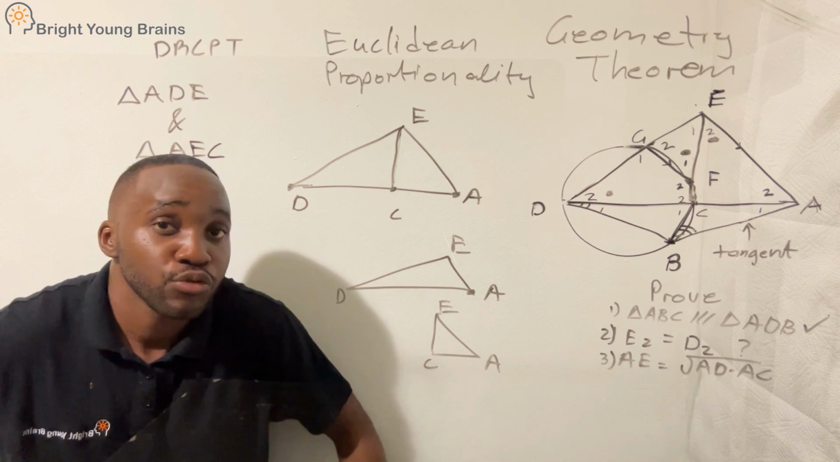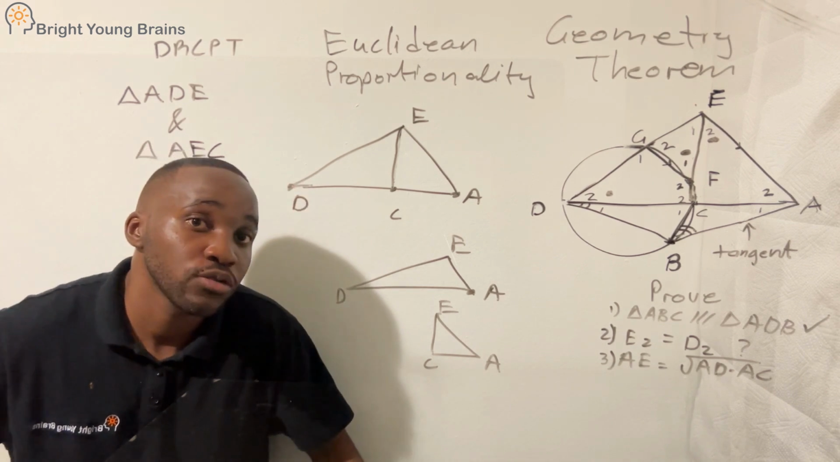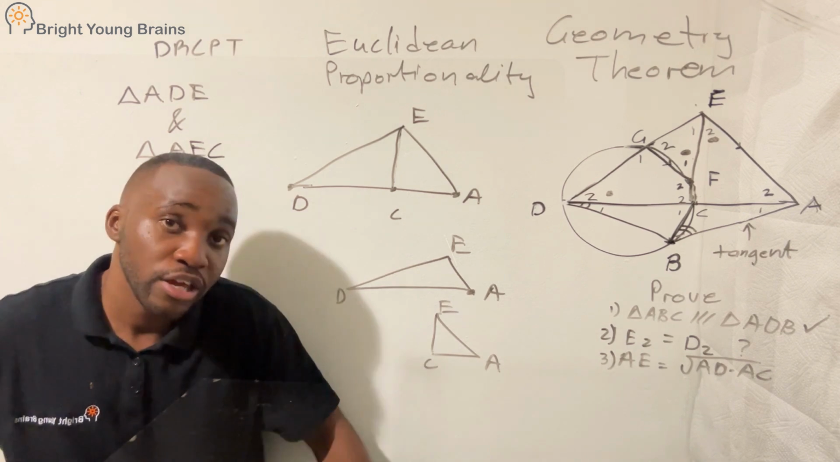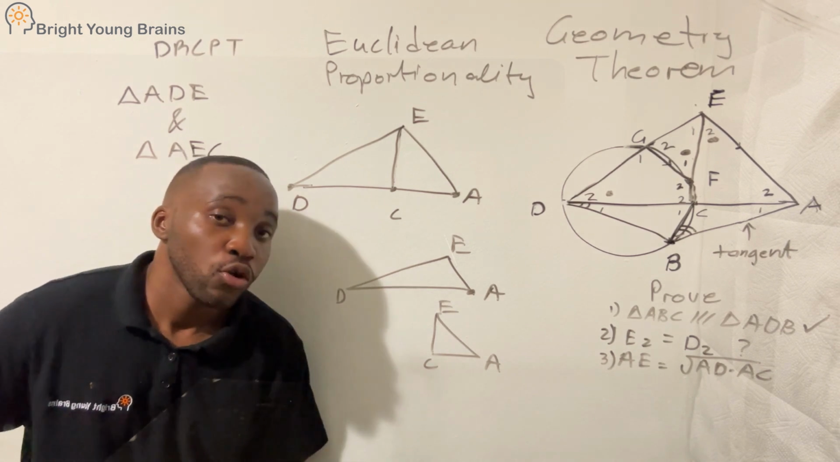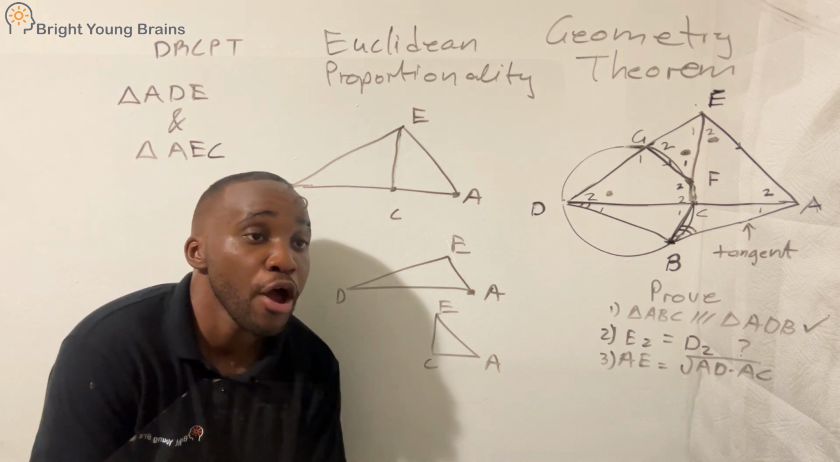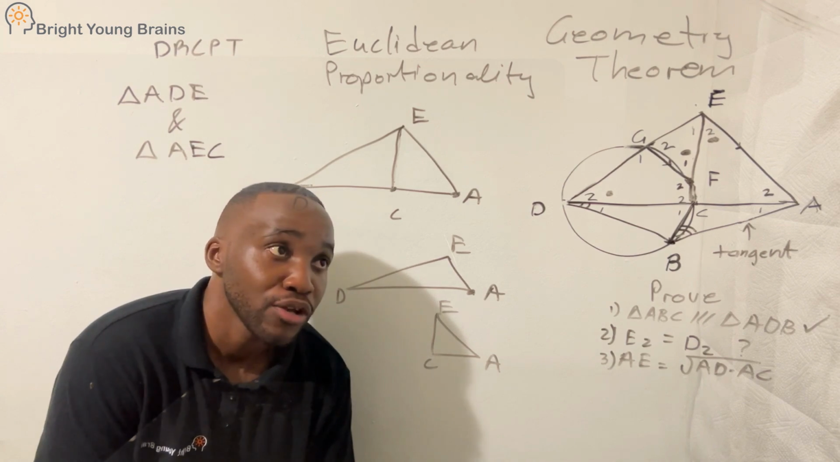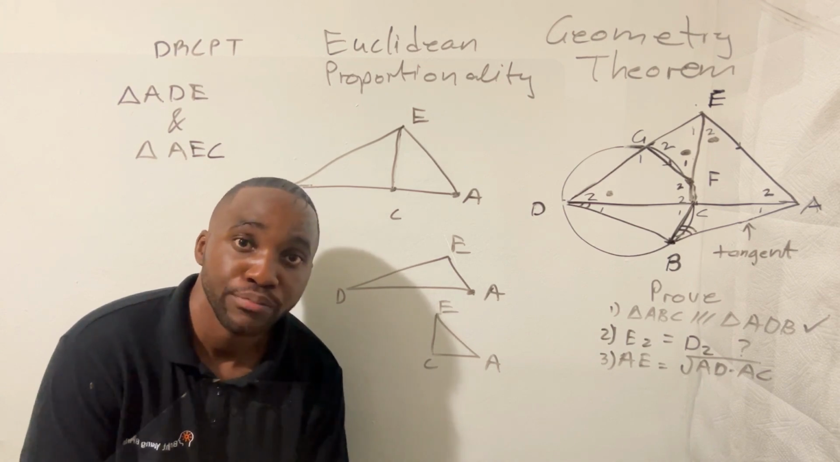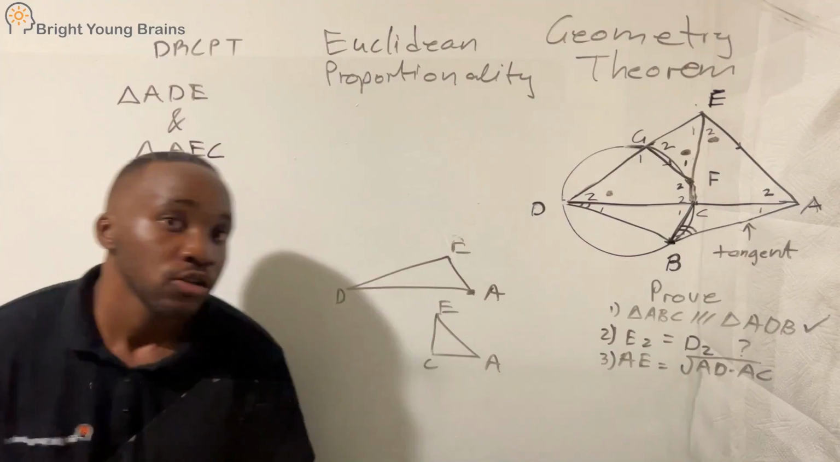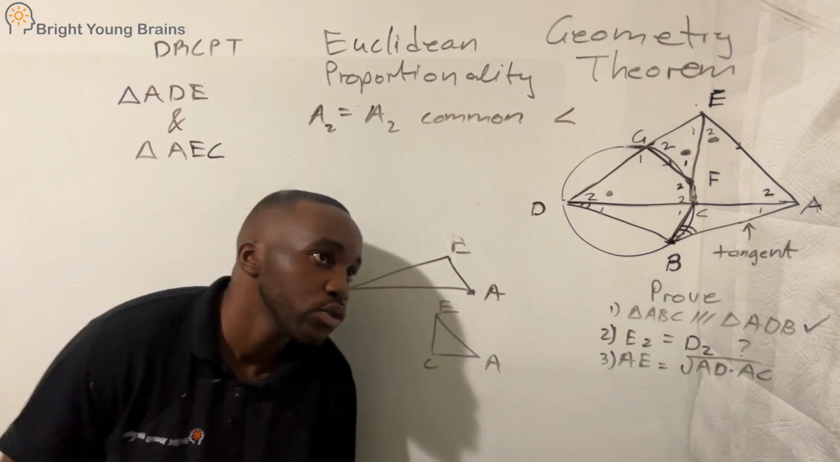The easiest way to prove that triangles are similar is to find two pairs of angles that are equal to each other, and then the third pair will automatically be equal because of interior angles of a triangle. But anyways, let us not waste anybody's time. Let us find those angles that are equal to each other. So from what we said, we know that A2 is equal to A2.